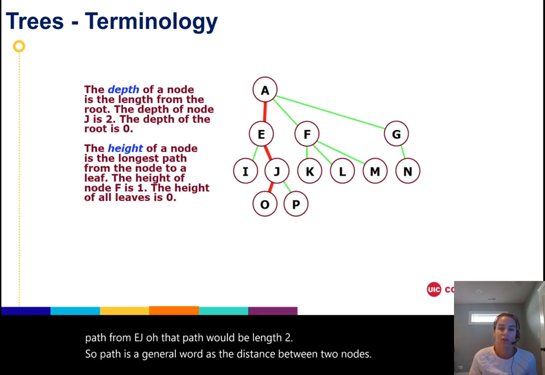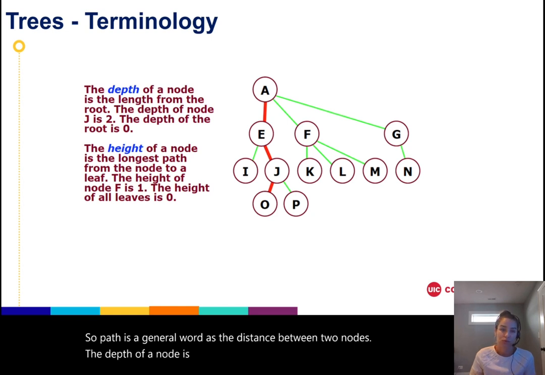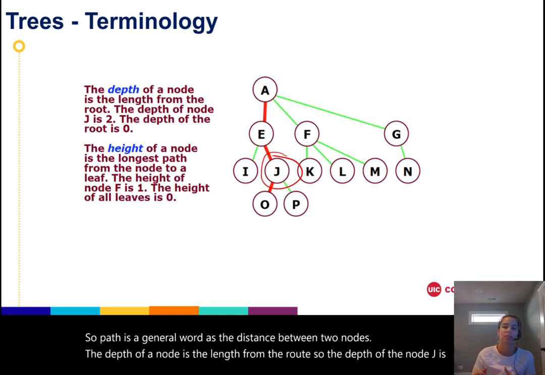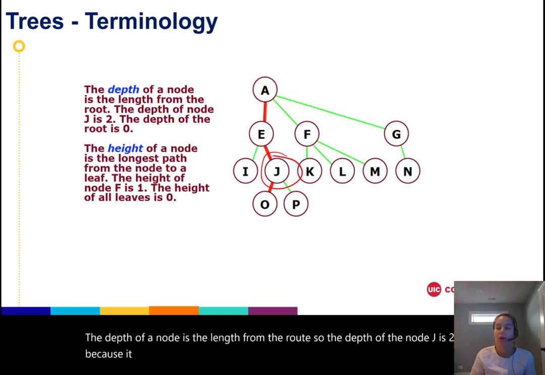The depth of a node is the length from the root. So the depth of the node J is 2 because it is 2 edges away from the root, which is A. The depth of the root itself is 0.